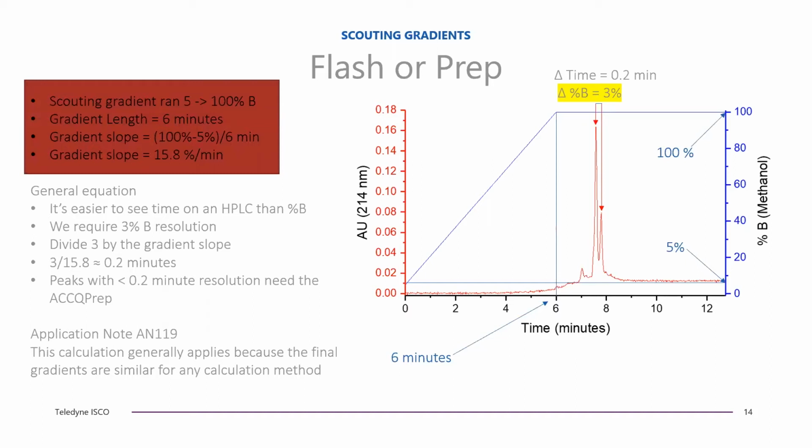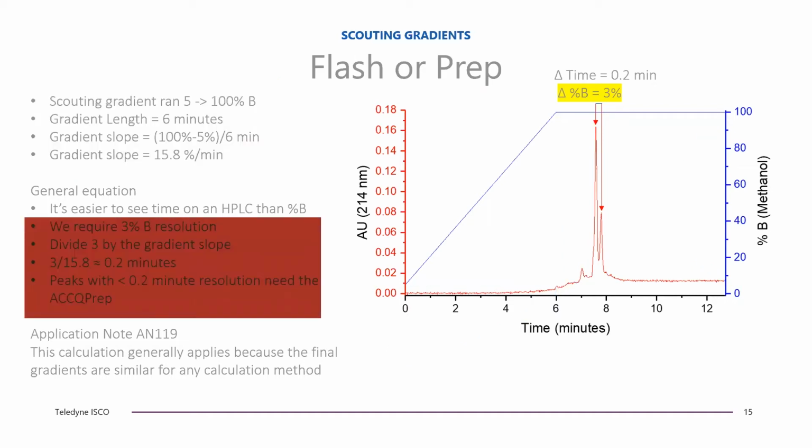We do this by determining the slope of the gradient. The slope is the ending solvent composition minus the starting solvent composition divided by the gradient time. Do not include the isocratic hold at the end of the gradient in the calculation. In this case, 100 minus 5 makes 95. Divide that by 6 makes 15.8% per minute.